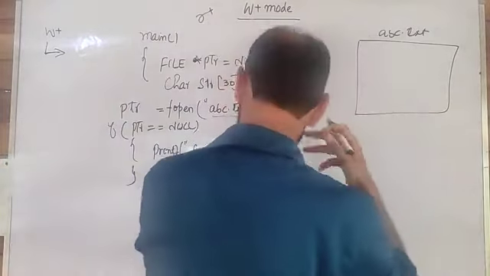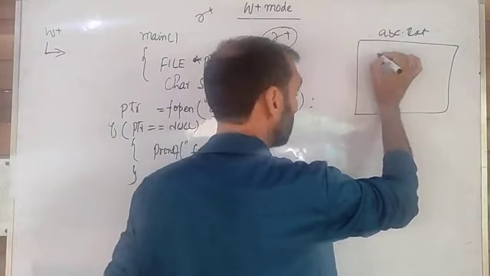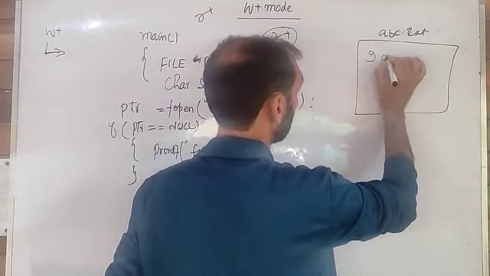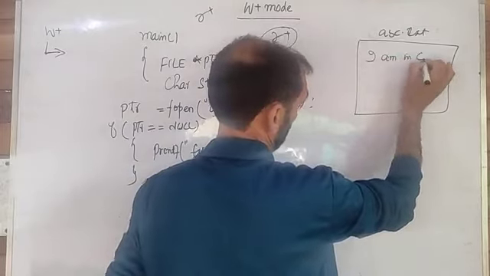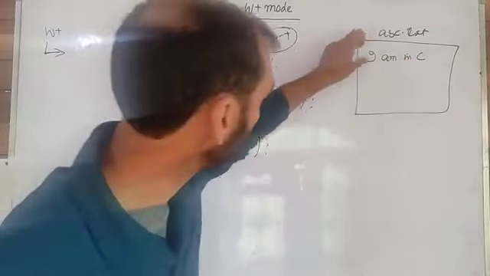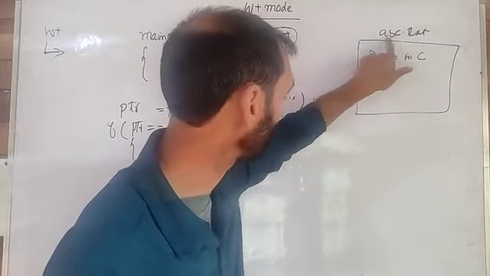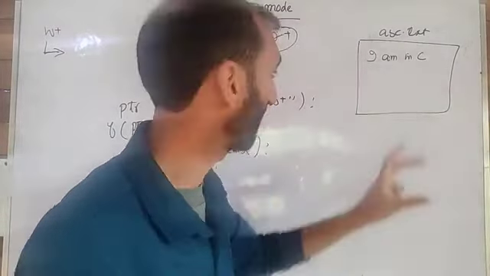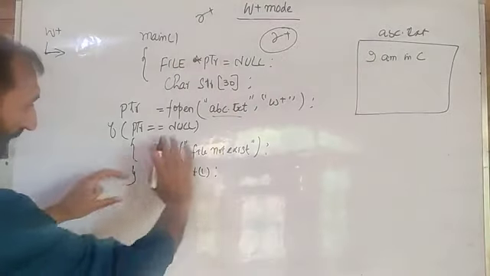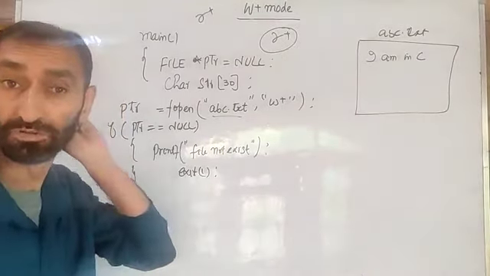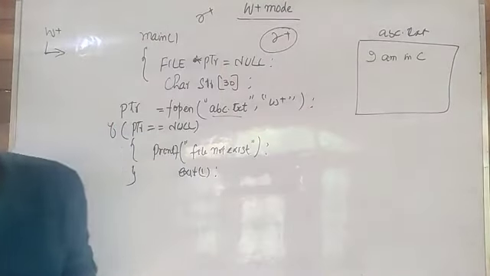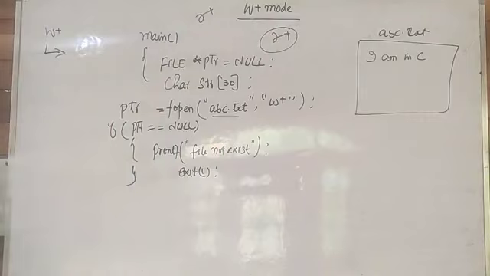For example, I already have a file abc.txt and its contents are: I am in C. Suppose the contents of this abc.txt are I am in C, that means the file already exists. If the file exists and I want to write something on this file, what will happen?